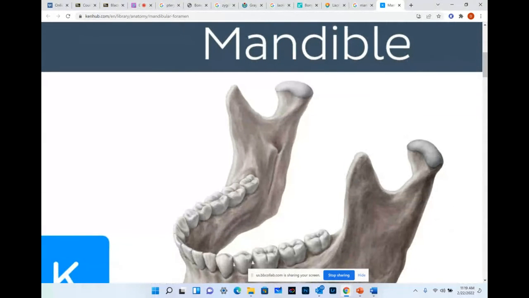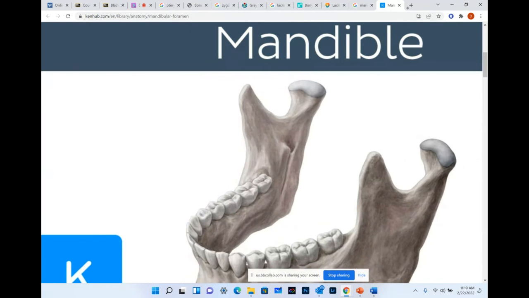So look over here. You cannot find anything better than this. I cannot write on it, and that is driving me crazy. Okay, you see this hole right here? That is your mandibular foramen. Do you understand? And that took care of the mandible.